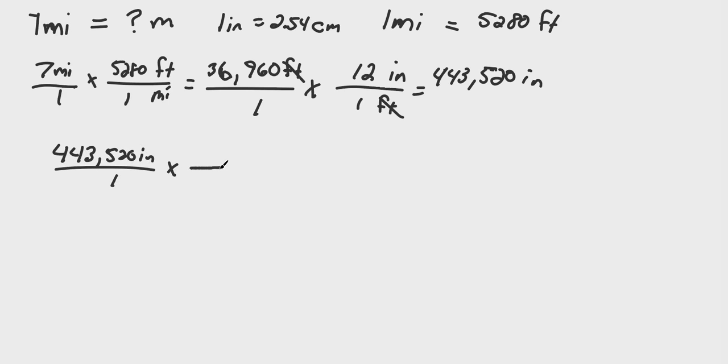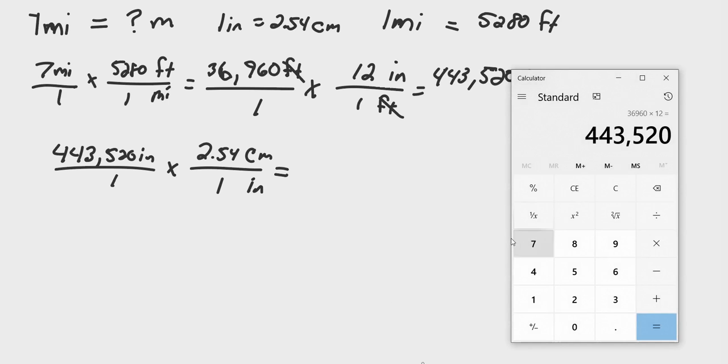Now we're going to multiply. We're going to want to get rid of inches, so we're going to put inches on the bottom. We want to get centimeters. And our 1 inch equals 2.54 centimeters. So we'll turn on our calculator here again.